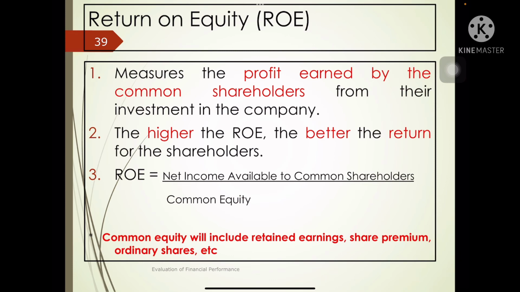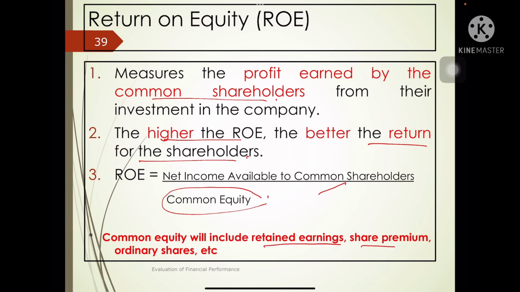Return on equity measures the profit earned by the common shareholders from their investment in the company. The higher the ROE, the better the return for the shareholders. ROE is also the net income available to common shareholders, but we divide by common equity. Common equity includes retained earnings, share premium, and ordinary shares. If someone asks what common equity is, it is the combination of retained earnings, share premium, and ordinary shares.